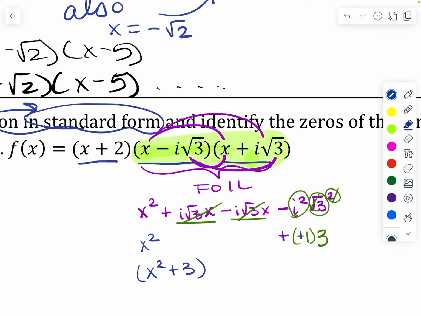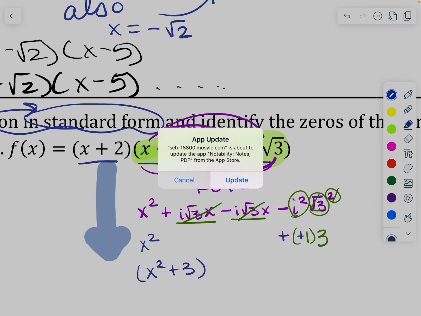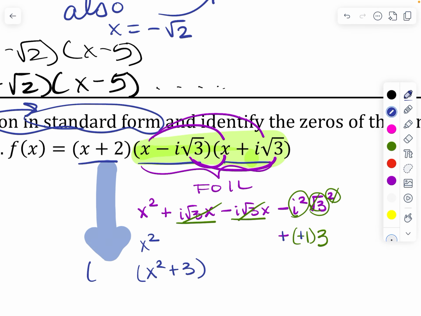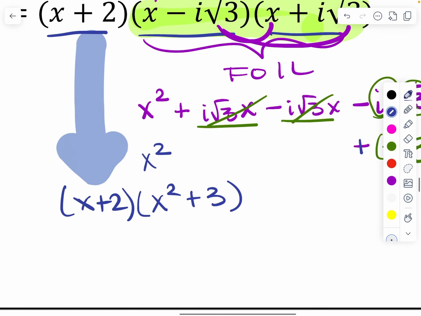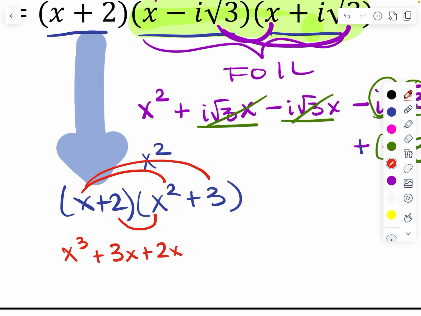Don't forget that once we have all this broken down, we still need to multiply this one down. So we've got x plus 2 now. And now we're going to FOIL these two together. So we can multiply x times x, which is x squared, times x is x to the third. Outer is 3 times x. Inner is 2x squared. And last, we've got plus 6.